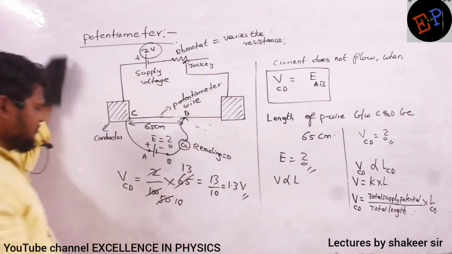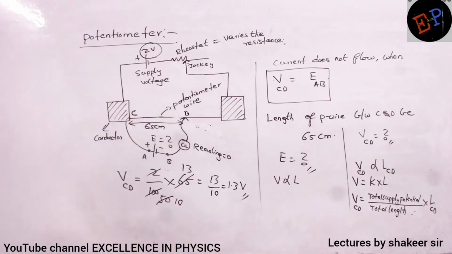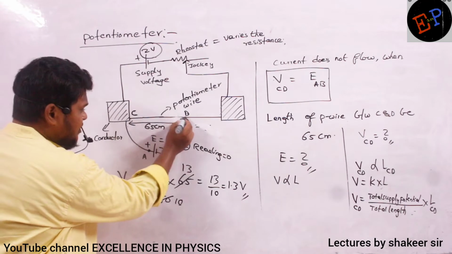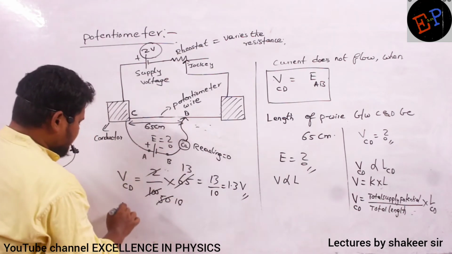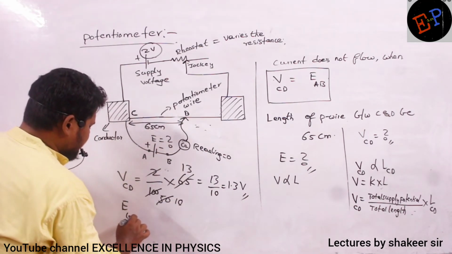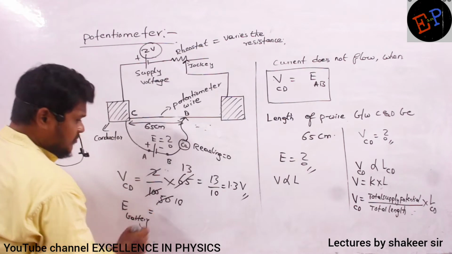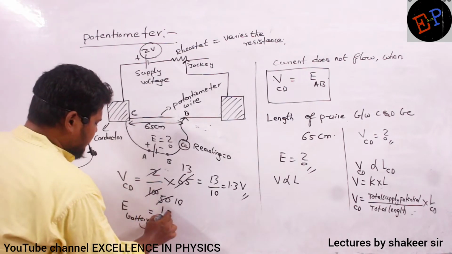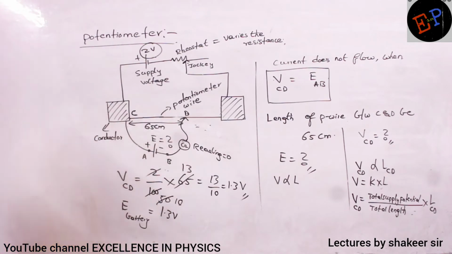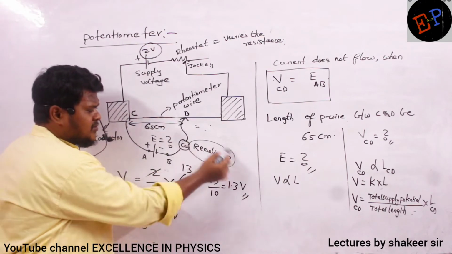That is my answer. Able to understand? So the potential drop between C and D is how much? 1.3. So therefore, what is the EMF of the battery which we have connected? How much? The EMF of the battery is also 1.3 volts. Why is the EMF also 1.3? Then only the galvanometer reading will become 0, no?